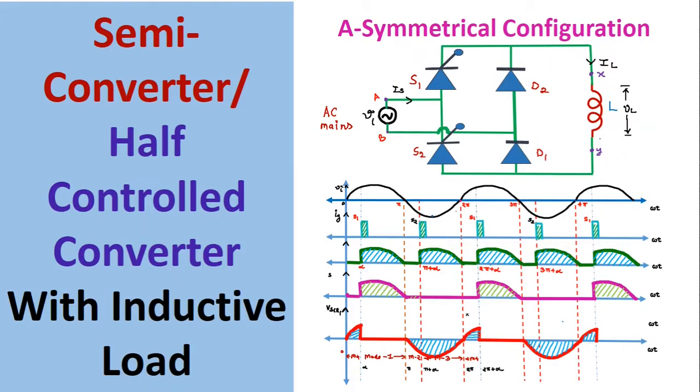In this lecture, we are going to study the semi-converter with inductive load, which is also called a half-controlled converter. In the last lecture, we discussed the semi-converter with inductive load in the symmetrical configuration. In this lecture, we will discuss the semi-converter in asymmetrical configuration. This is the circuit diagram of the asymmetrical configuration of the semi-converter with inductive load.